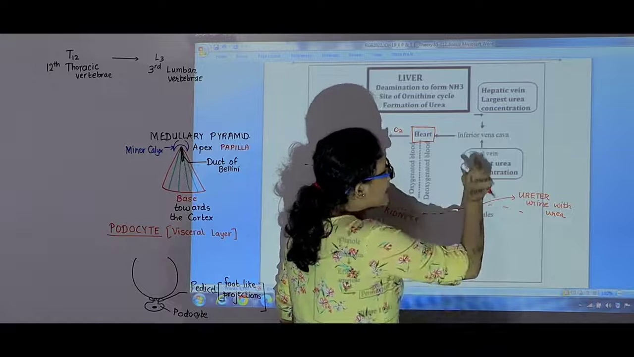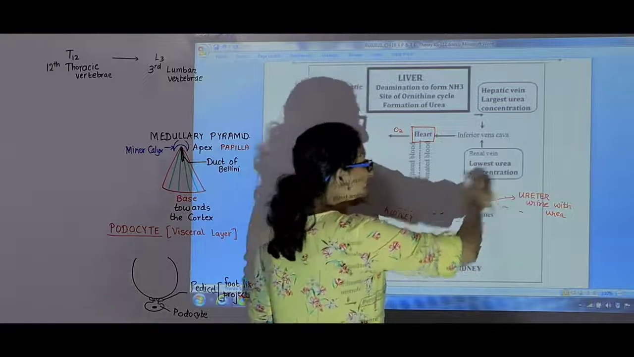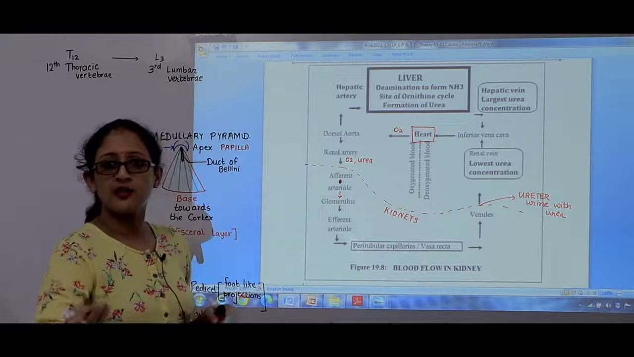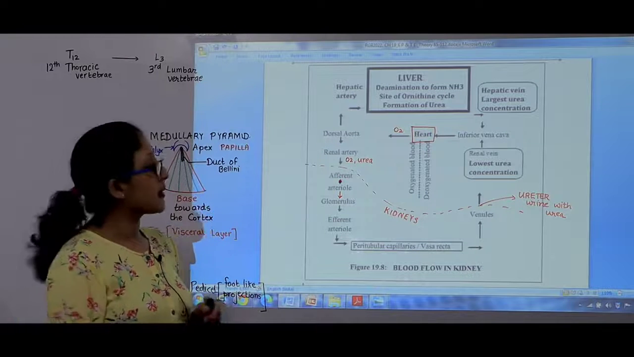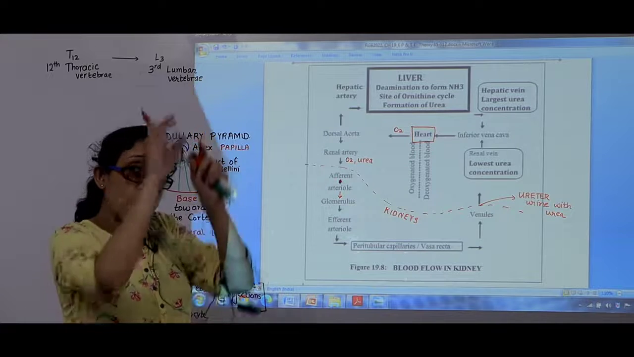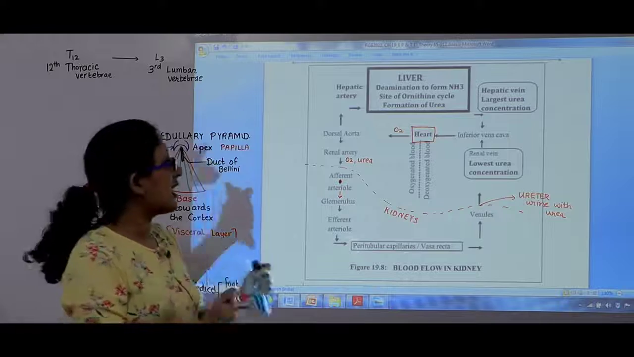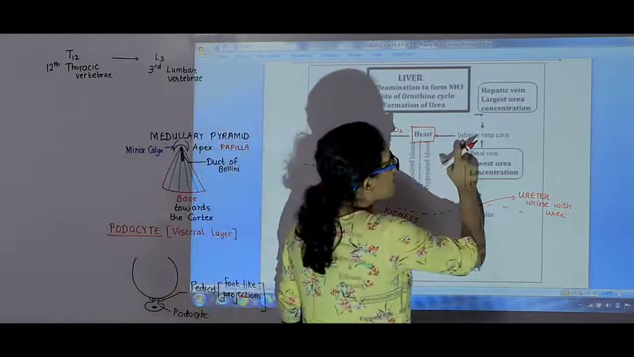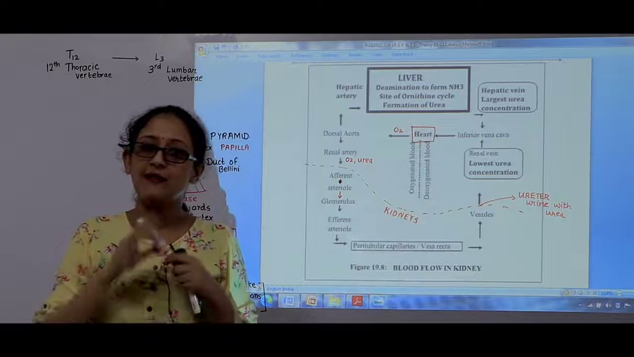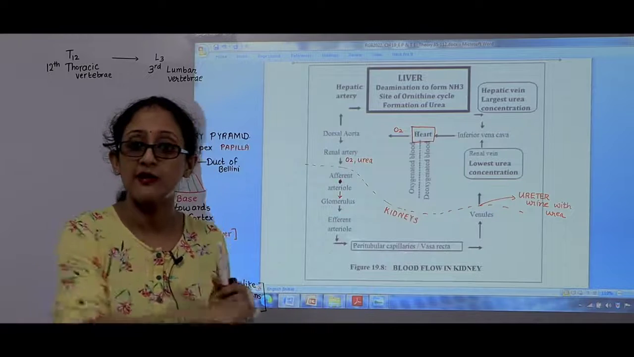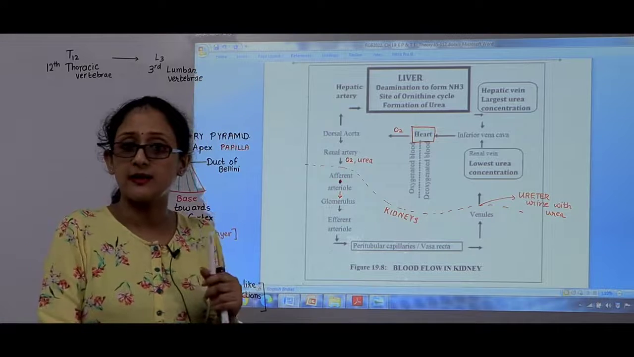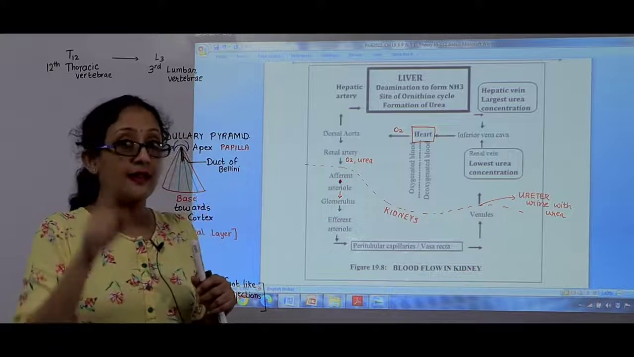So the blood vessel renal vein has the least urea concentration, the purest blood with respect to nitrogenous waste. But then what happens? Renal veins join the inferior vena cava, which ultimately goes back to the heart. But understand, the inferior vena cava receives blood even from your legs. It receives blood from all your abdominal organs, including the liver.